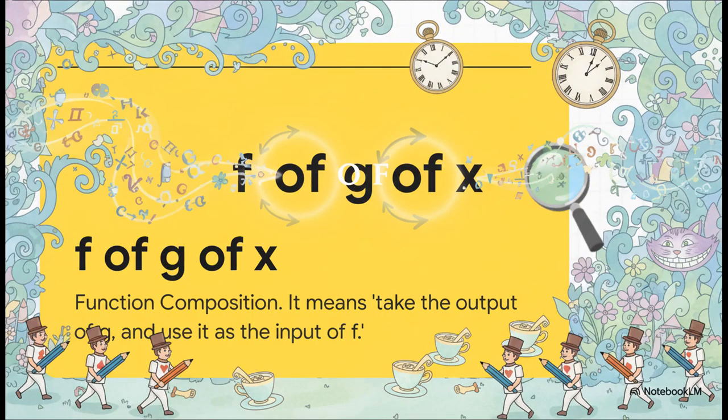In this case, "of" is telling you there's a sequence, a chain of events. It means apply this to the result of that. You figure out g of x first, take that answer, and then plug that result into f. It's all about layering processes.